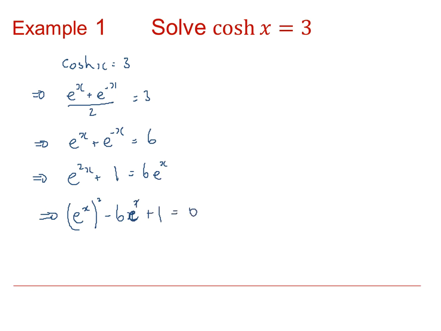Now because it's a quadratic, we can solve that in the usual way for quadratics. I'm going to use completing the square. So instead of x, it's e to the x. So we've got e to the x minus 3, half of 6 is 3, so we've got e to the x minus 3 all squared, and then minus 3 squared, so minus 9 plus 1 is equal to 0. And therefore e to the x minus 3 squared must be equal to 8.